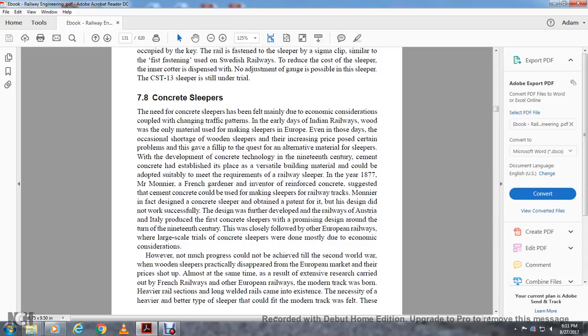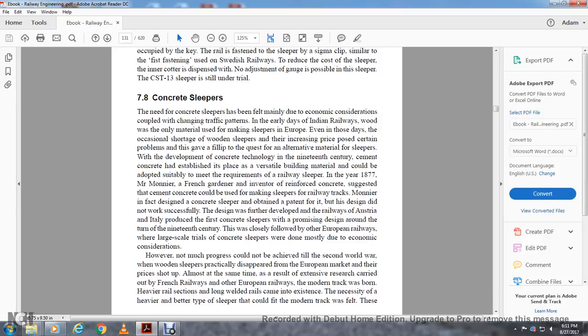The design was further developed by the railways of Australia. Italy produced the first promising concrete sleeper design around the turn of the 19th century. This was closely followed by the European railways with large-scale trials. The concrete sleepers were introduced mostly due to economic considerations. However, not much progress could be achieved until the Second World War, when wooden sleepers almost disappeared from the European market and their price shot up.